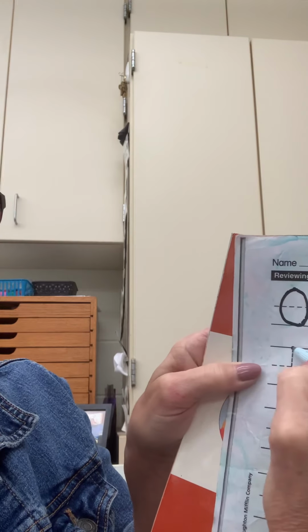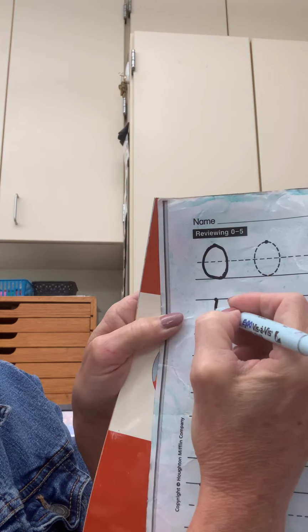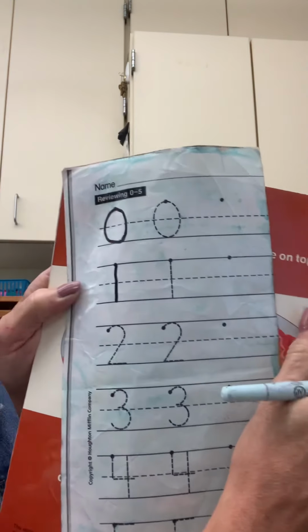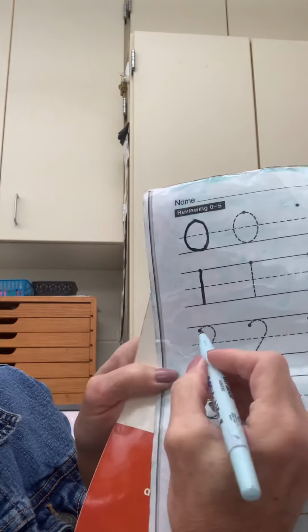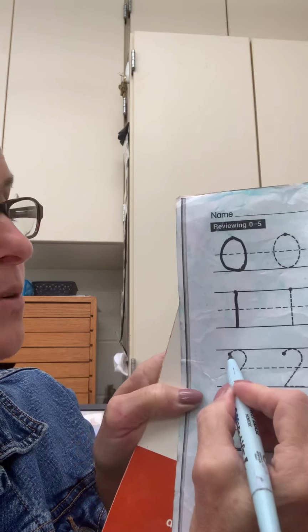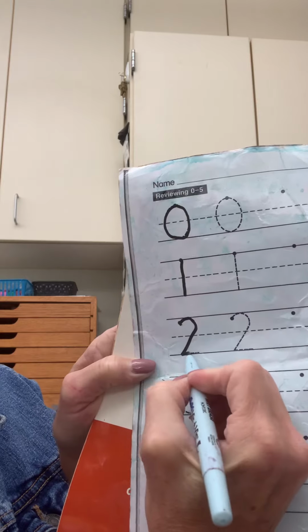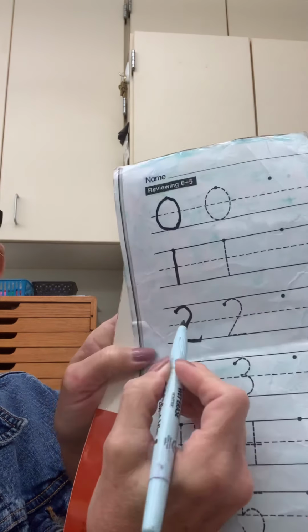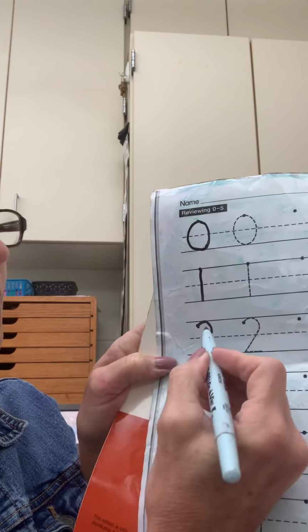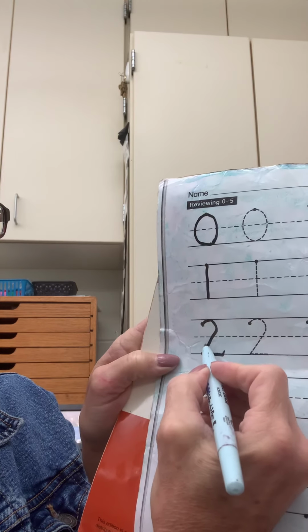Number 1, put your pen on the dot, straight line down. Number 1. Number 2, up and around, all the way down, stop, and go back. Remember, number 2 has a candy cane at the top. You're sliding down a long slide, you're stopping and you're going back.